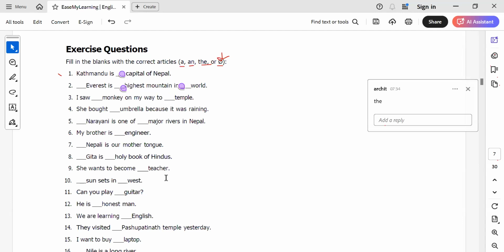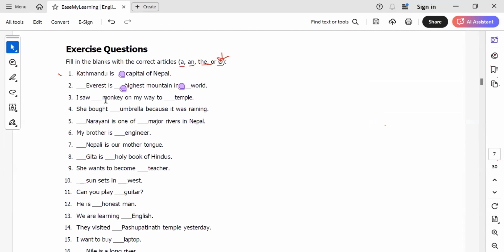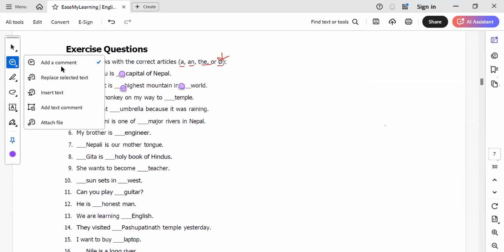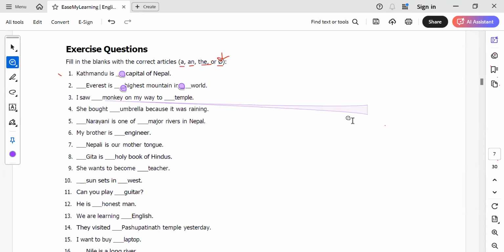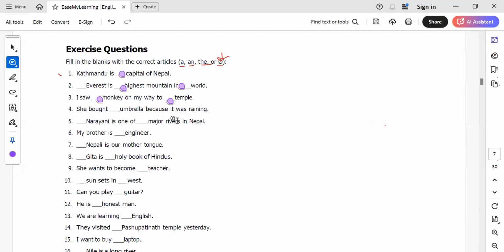So the correct answer here is: I saw a monkey on my way to the temple. Yeah, I think the first answer is Yuska. So is that answer correct? Yes, yes. Okay. So I saw a monkey on my way to the temple. This is the answer. Now, going on to the fourth question, there's just one dash.